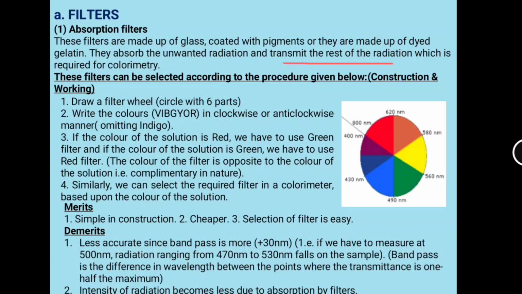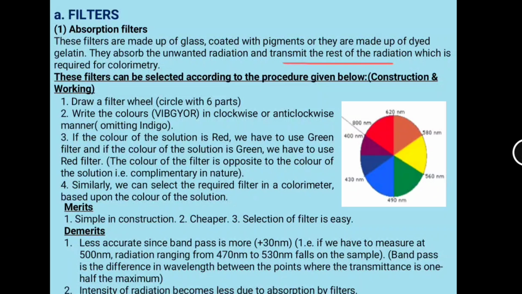First, draw a filter wheel. Write the colors VIBGYOR in clockwise or anti-clockwise manner, omitting indigo. If the color of the solution is red, we have to use a green filter. And if the color of the solution is green, we have to use a red filter. The color of the filter is opposite to the color of the solution. This is complementary in nature. Similarly, we can select the required filter in a colorimeter based upon the color of the solution.